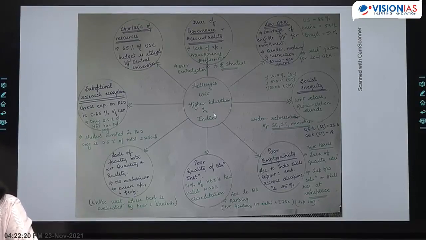Next is there exists social inequality, as in there exists a gap or social backwardness would be a better word. So whether it is SCs, whether it is STs, if you look at the gross enrollment ratio, it is much below the national average. Then whatever youth is seeking access to higher education, the quality of the youth that you are producing, they are not employable. And there are 2 reasons for it.